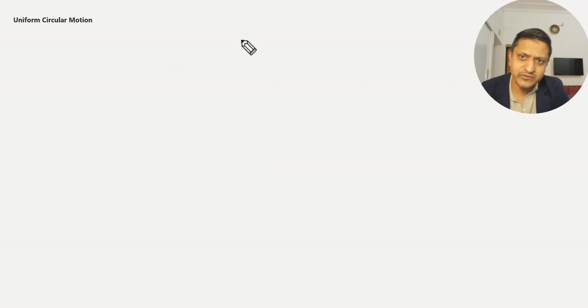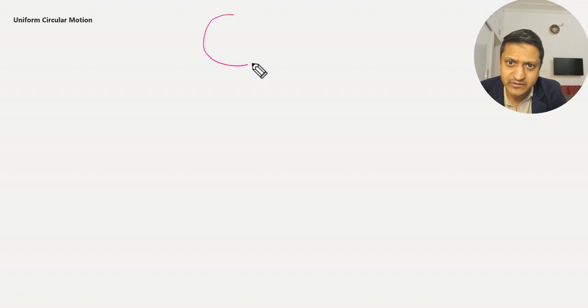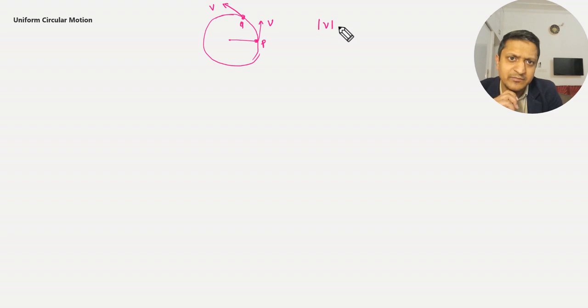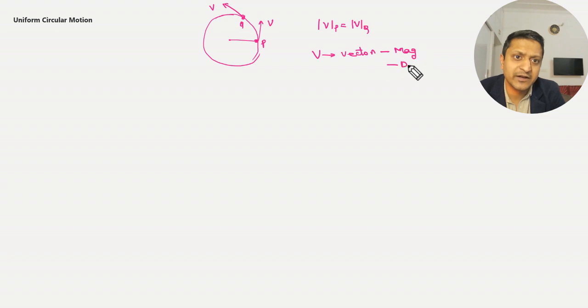First of all, you must know that whenever an object goes in a circular fashion, this is velocity and this is velocity, suppose this is P and this is Q. The velocity magnitude is the same for both P and Q, but the direction is changing. As the direction changes, there will be some change in the velocity, because velocity is a vector quantity which has a magnitude and a direction. So direction is changing but magnitude is the same.